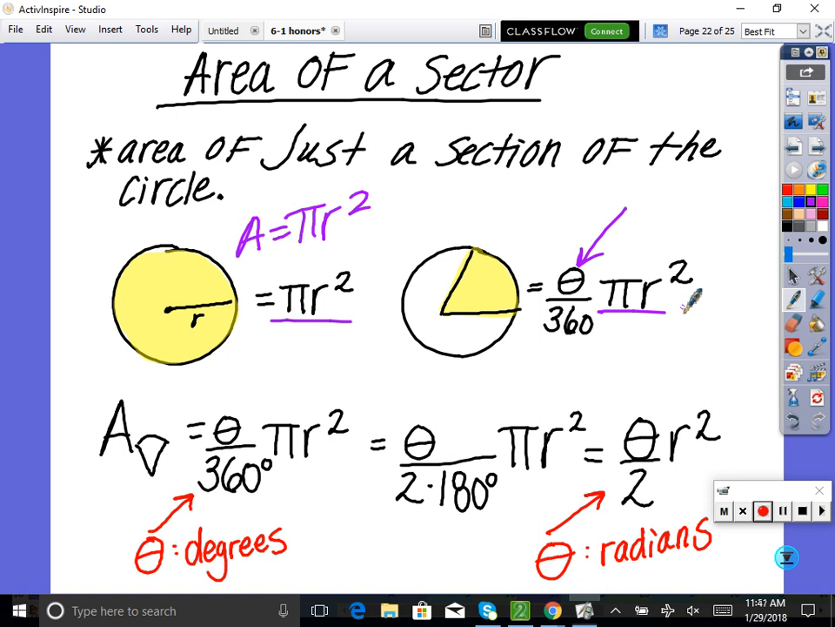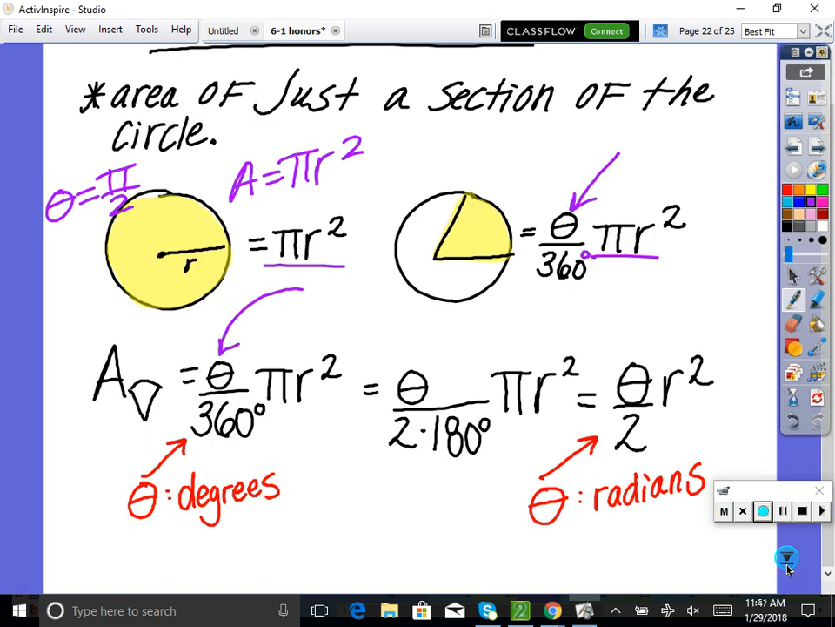Now here is the catch. To use the formula as this, since this is 360 degrees, you have to only input something as a degree, not a radian. So if they gave you an angle of pi halves, you would first have to convert it to degrees and then find the area. Does that make sense? Or there is another formula, and I'll show you where it comes from.